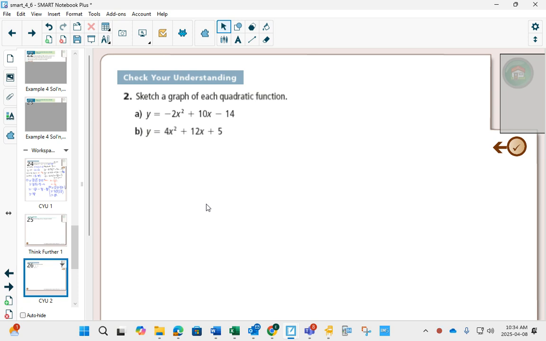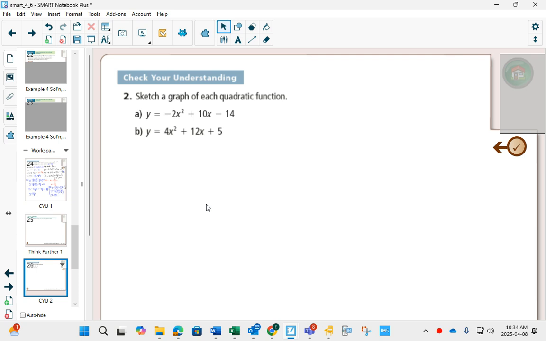Sometimes your vertex isn't nice, like in example 1, where the y value is 125 over 8. You don't necessarily want to use your a value to go over 1 up 2.5, because it's not going to be easy math. So sometimes your second point when you're graphing might be nice just to use your y-intercept. Or if you find your x-intercepts really easy, maybe that's what you want to do.